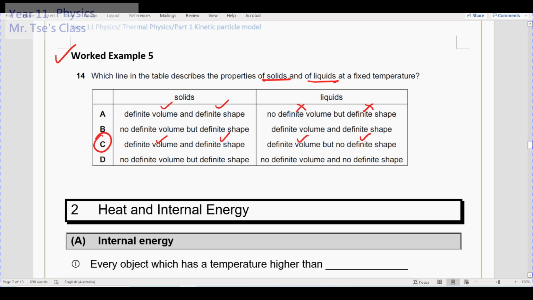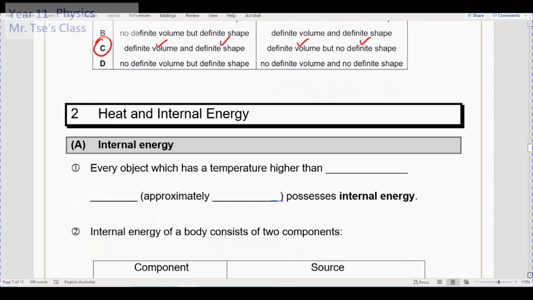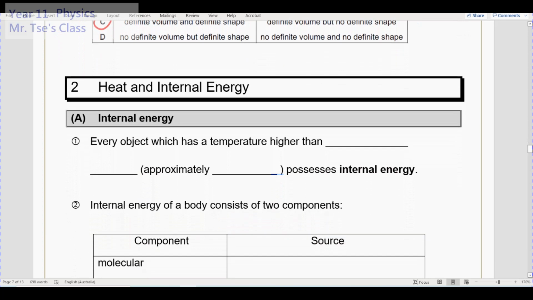That's it for our first half of the lesson. If that was a face-to-face lesson, that would have been half a lesson. We still have a half to go on heat and internal energy, but I will put that in the next video. You might just take a break, come back and finish this for today. See you later.